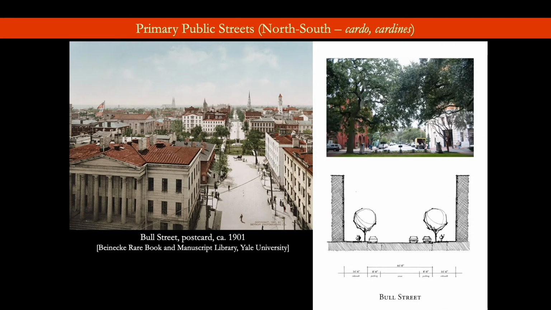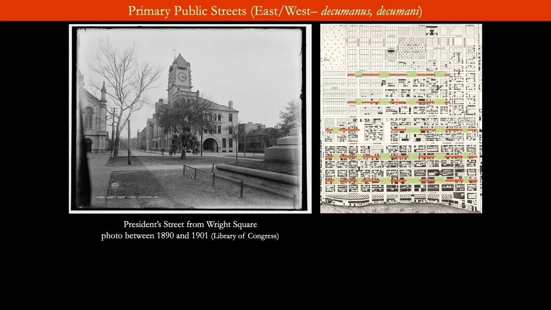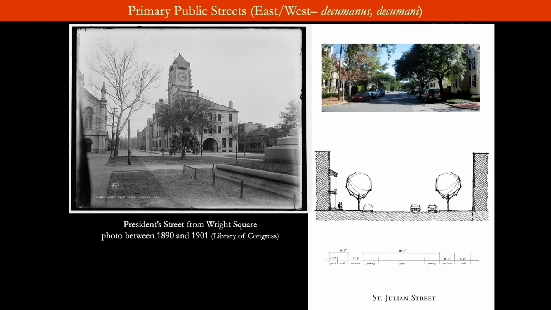Here you can see it in section, and you can see that it's tree-lined with sidewalks and parallel parking on the side, and grand vistas interrupted by squares. The east-west streets are probably the most useless of the streets, the least used by automobiles, and the most often covered, that is, violated by interrupting, by building buildings that cross over them in the plan. Here we can see Wright Square, and equal in width, as you can see here.